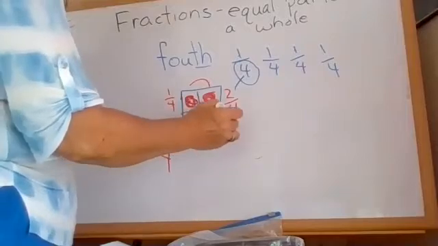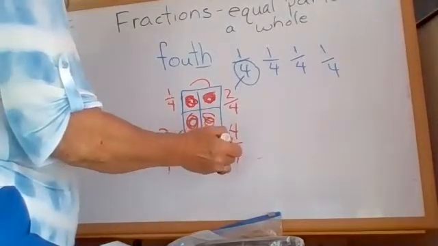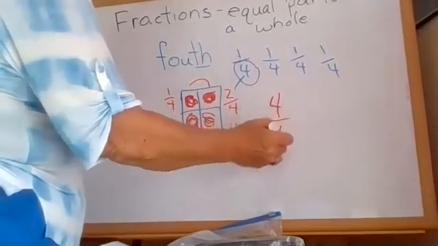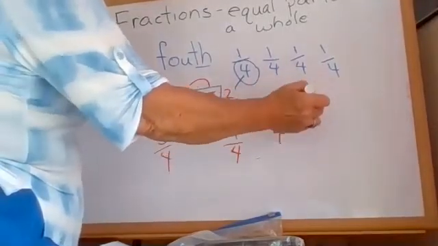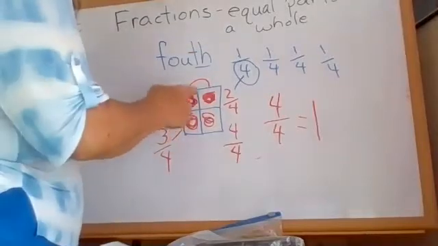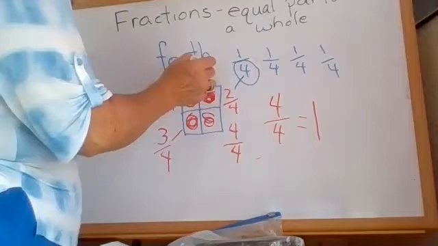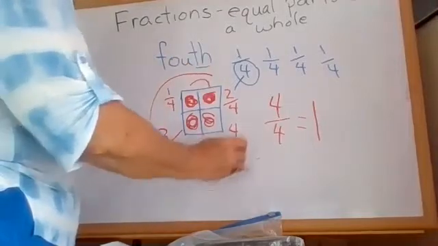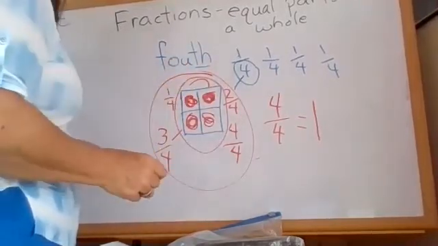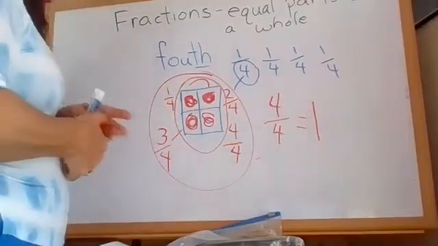And the last one, 4/4. Whenever you see a fraction written like this, that equals the same as the number 1. Let's see why. If I have all 4 of these colored in, 4 out of 4 are colored, look at that. The whole shape is colored. So 4/4 is the same thing as 1.